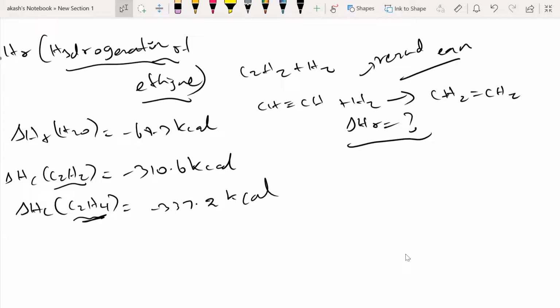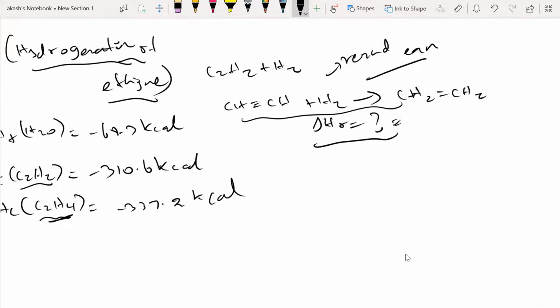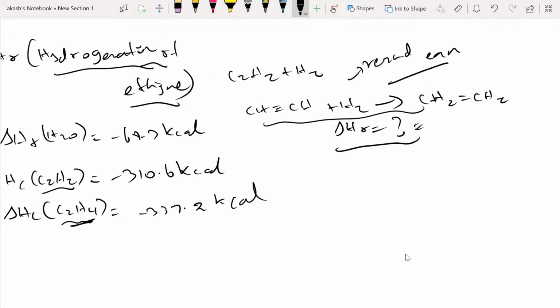Okay. Fine. So now this is the required equation, right? They are asking you the enthalpy of reaction of hydrogenation of ethene, that is this reaction. And for this, you have to find the enthalpy value. So let us write the equations corresponding to each thing given to us. This I'll be able to write as H2 plus half O2 giving H2O. And for this the enthalpy is given as minus 68.3 kilocalories, whatever it is.